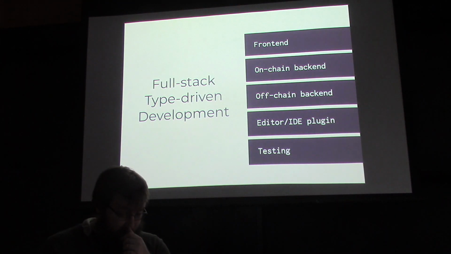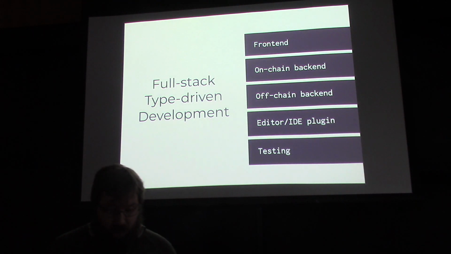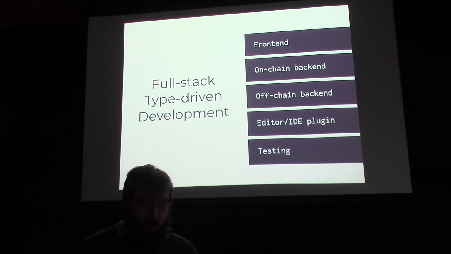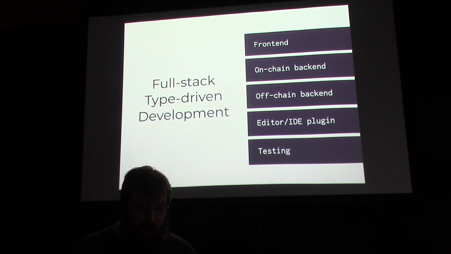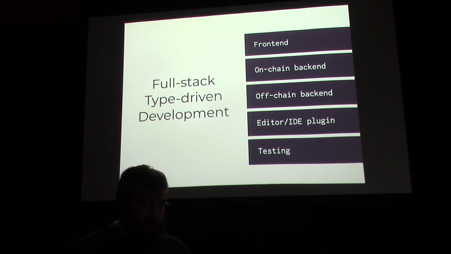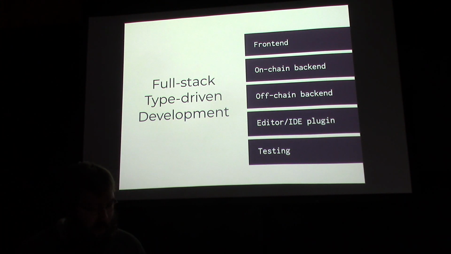Okay, so the vision, at least for blockchain, is this idea of full stack type-driven development. Because Formality is really simple and very portable, we can run it on front end, on chain. We can run it off chain. We're writing an EVM compiler, an EWASM compiler. You can run it on a server. You can even run it in an editor, right? You can run the whole language in Atom, and that's kind of cool.